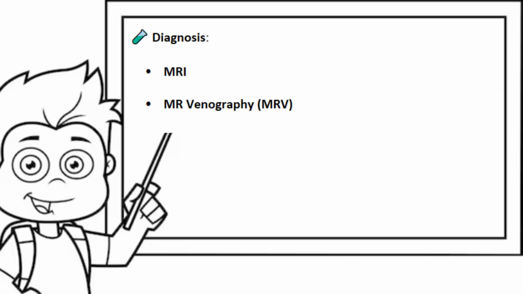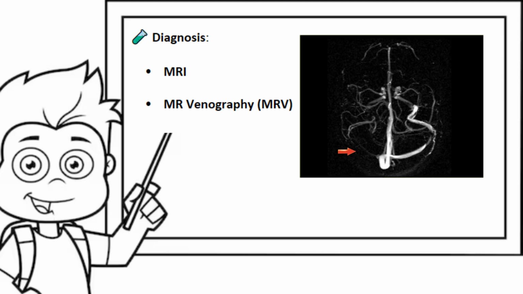How do we confirm this? You will need the right imaging. MRI of the brain might show hemorrhagic infarct, but to see the actual clot, you will need an MRV, a magnetic resonance venography. It shows the absence of blood flow in the venous sinus, and this is an example of one.